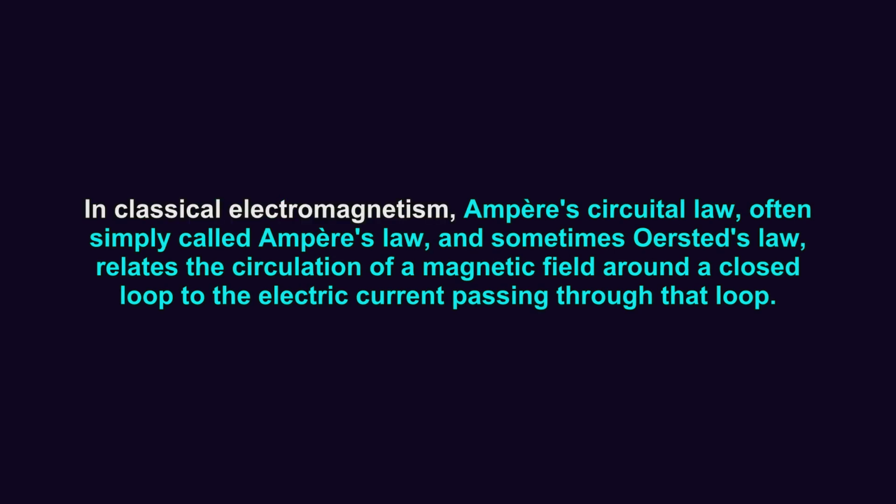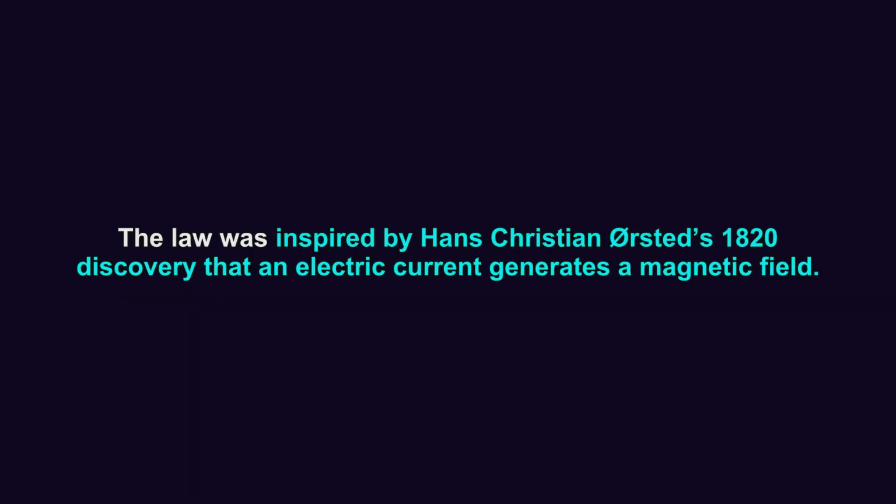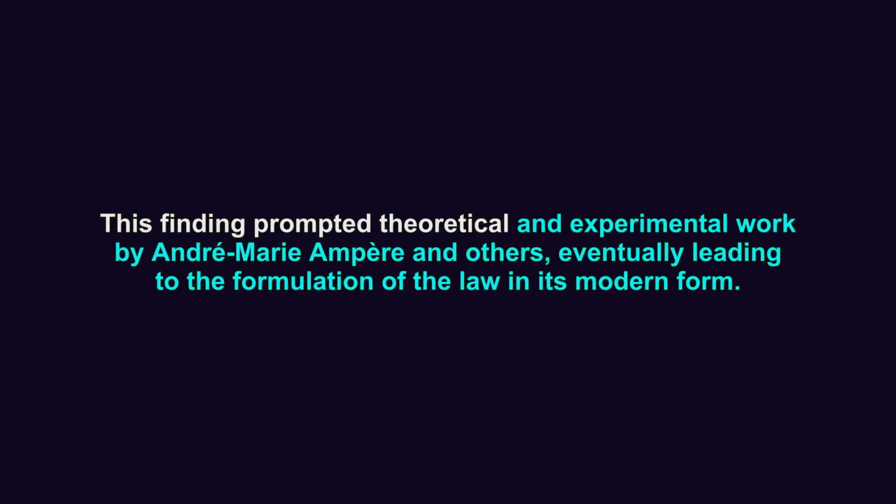In classical electromagnetism, Ampere's circuital law, often simply called Ampere's law, and sometimes Ørsted's law, relates the circulation of a magnetic field around a closed loop to the electric current passing through that loop. The law was inspired by Hans Christian Ørsted's 1820 discovery that an electric current generates a magnetic field. This finding prompted theoretical and experimental work by André-Marie Ampère and others, eventually leading to the formulation of the law in its modern form.